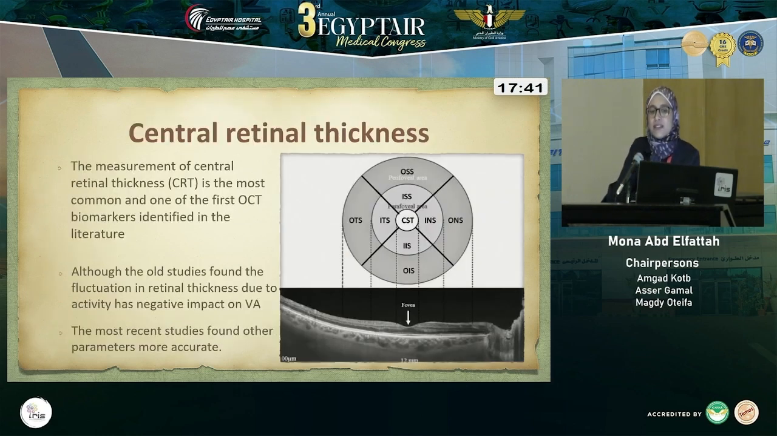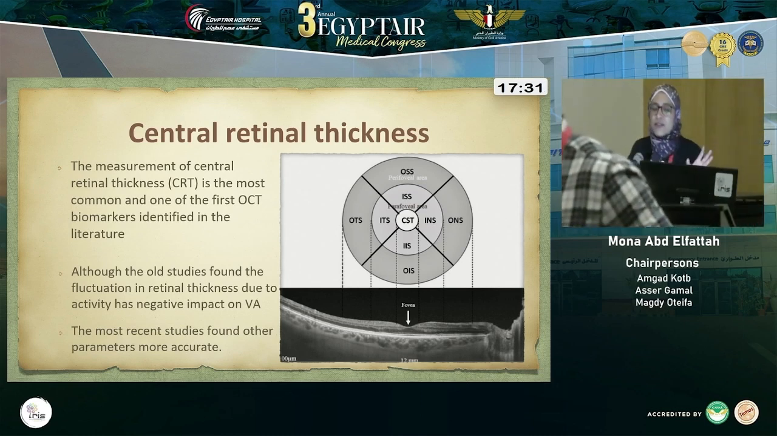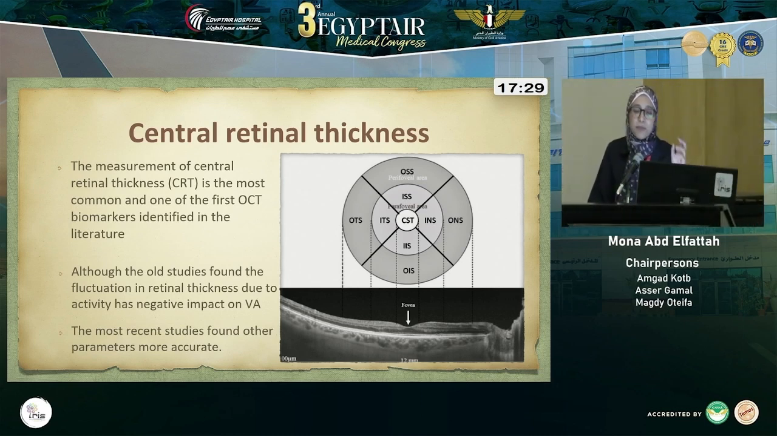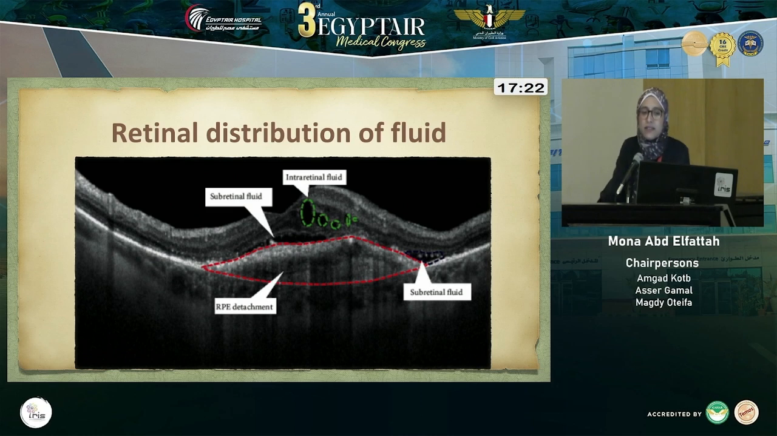The central retinal thickness, as Dr. Lubna said before, was in the old studies the first and the most common biomarker. But in the old studies, they noted fluctuation in the retinal thickness because of disease activity. New studies said this parameter is not accurate. Retinal distribution of fluid: the intraretinal fluid, subretinal fluid, and RPE detachment.